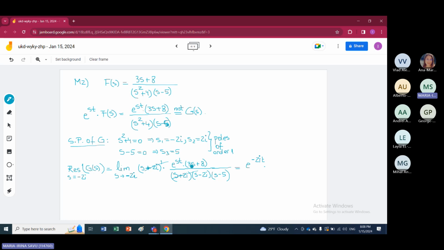times 3s means minus 6i plus 8 over minus 4 times minus 2i minus 5. Let's write plus. Okay, then the residue of this function in s equals 2i. This will be the limit when s goes to 2i from this one.